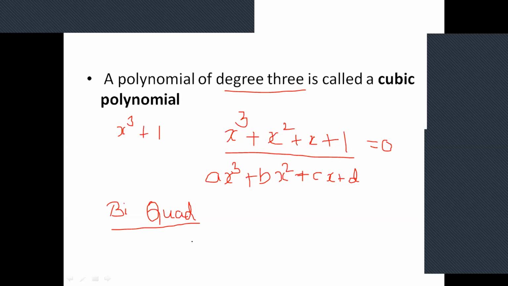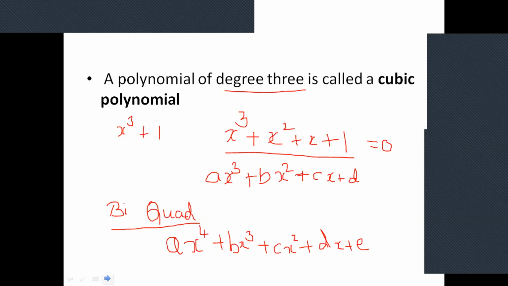Some of them are saying my voice is breaking. My question was to write the standard form of the biquadratic polynomial. Since many of you are not able to hear my voice properly, I'm writing it down. This is the standard form: ax power 4 plus bx cube plus cx square plus dx plus e. It is the standard form of the biquadratic polynomial.